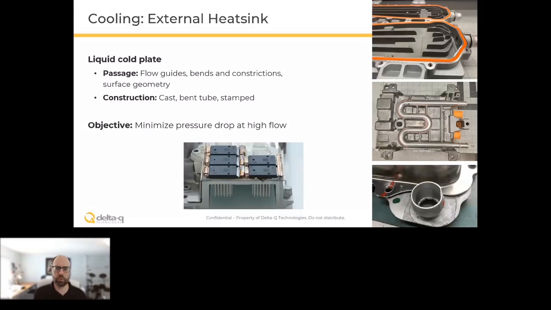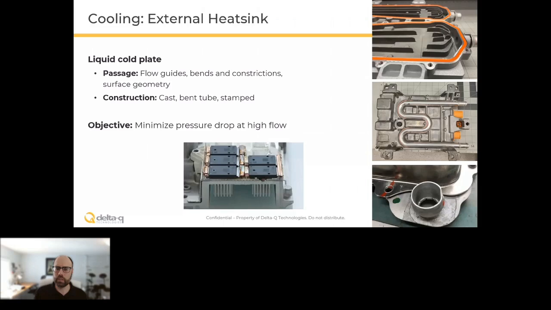How is it constructed? So casting is the most typical. That's what you see in the top right. But it's also possible to do this with a bent tube. So that's what you're seeing in the middle there, a tube that's been bent into a shape and then pressed in, glued in, somehow held into a cavity in a cast housing. This constrains the shape of the coolant passages, but it also makes it easier to make sure that it's not going to leak, that you don't have issues with the density and the porosity of the casting, for instance.